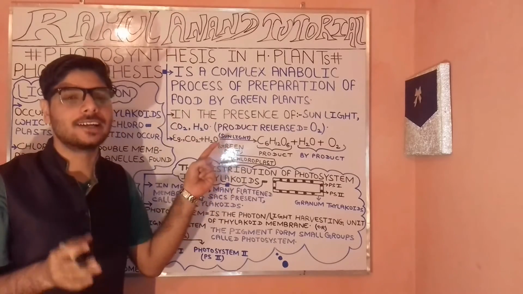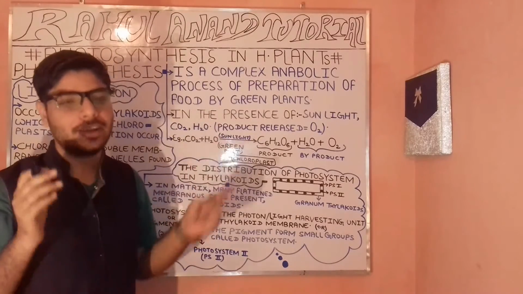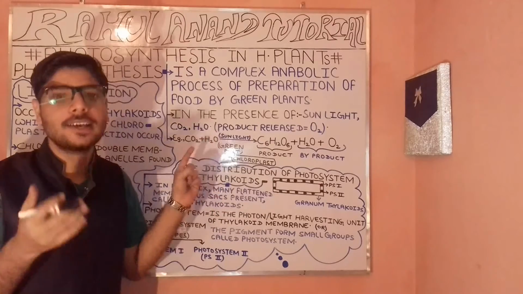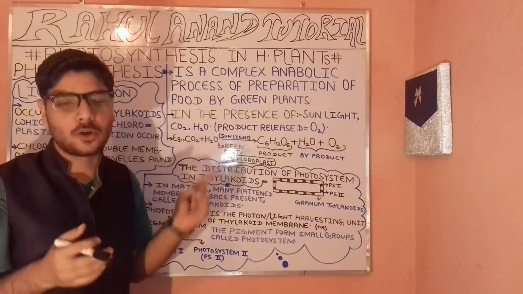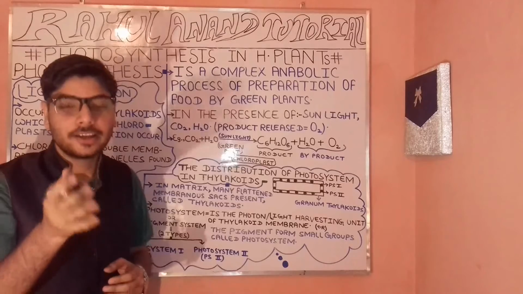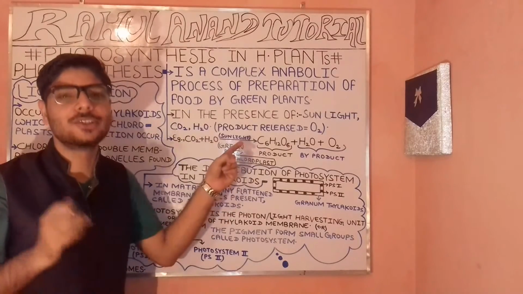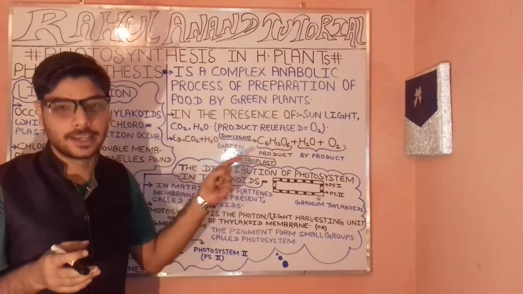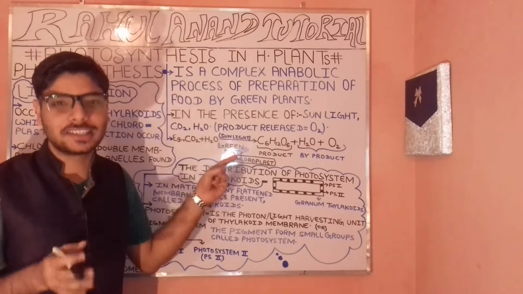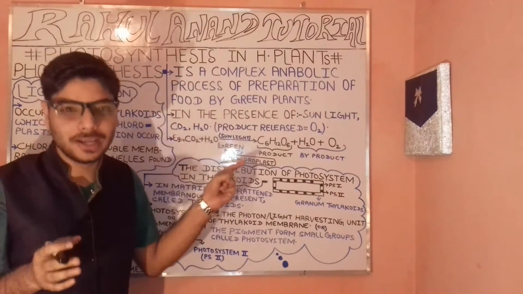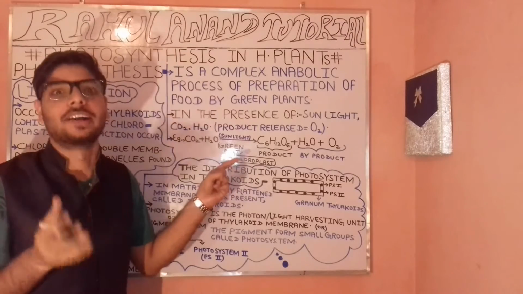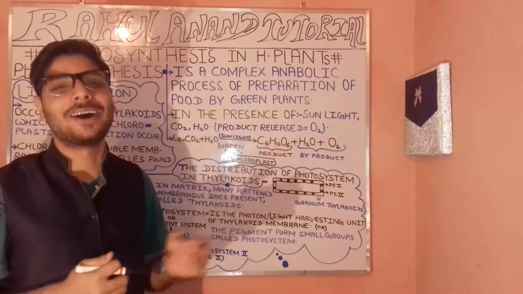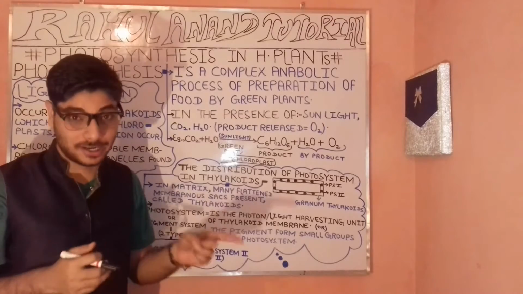Now let's study and understand what photosynthesis is. Photosynthesis is the complex process by which green plants prepare their food. So these will come under photosynthesis. What is photosynthesis? It is the complex process of the preparation of food by our green plants. So you know about the green plants.